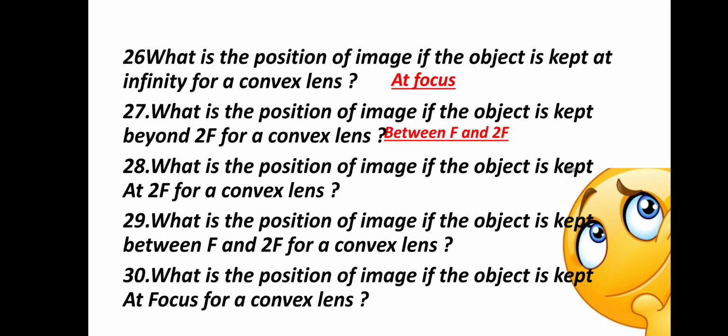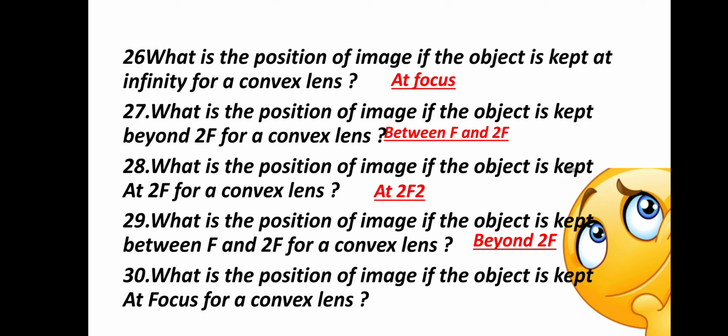What is the position of the image if the object is kept at 2f for a convex lens? At 2f, we already know very well, the image is the same size, real and inverted. What is the position of the image if the object is kept between f and 2f for a convex lens? The image is beyond 2f. The size of the image will be enlarged, real and inverted.